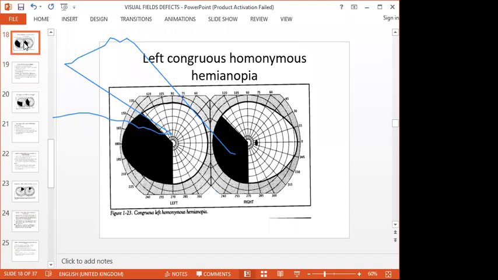You see, they are congruous. They are the same picture, not incongruous. These are congruous. You can see how it's the same pattern, sort of.